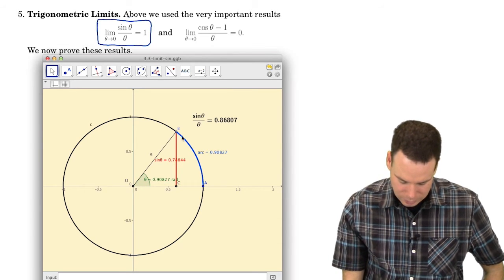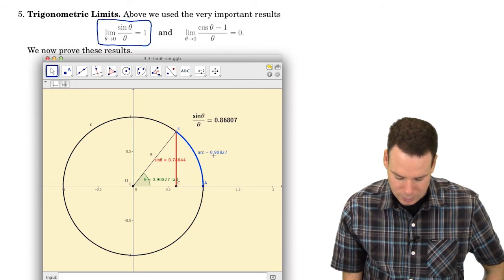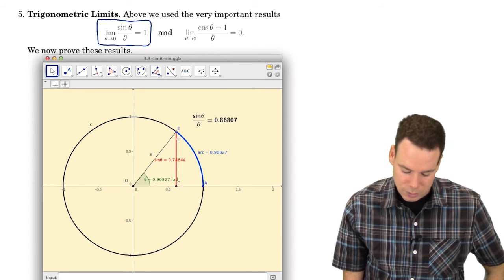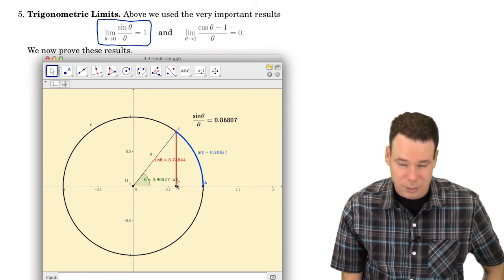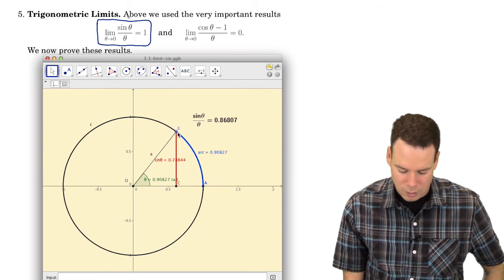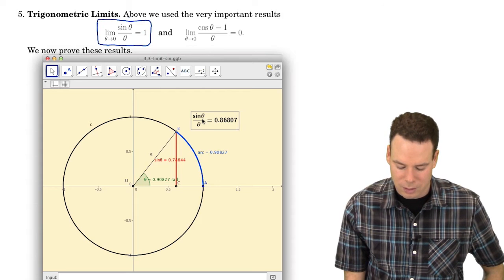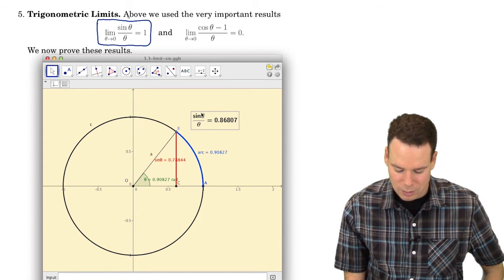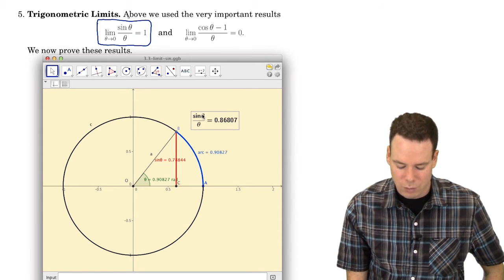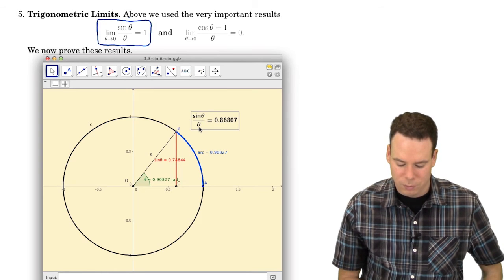So what's the length of the arc? The length of the arc is theta. What's the length of the red line? Length of the red line is sine theta. What's the length of the red line divided by the length of the arc? That's sine theta over theta. So this sine theta over theta is a ratio of the length of the red line over the length of the arc.